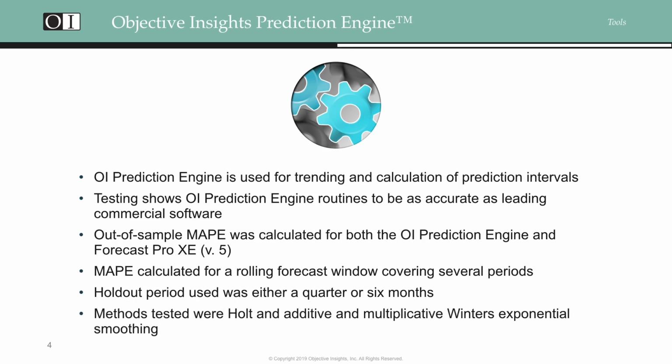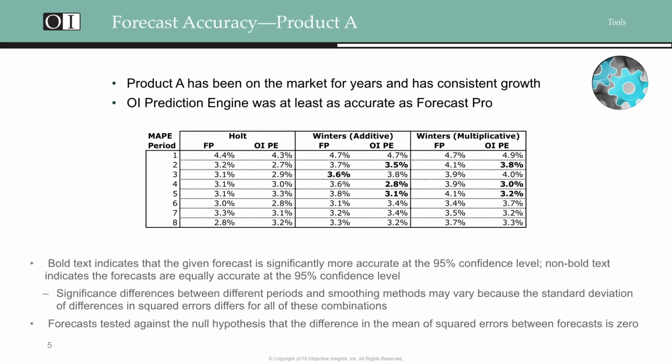And so we calculated hundreds and thousands of trends, both on their own and also to compare against some available commercial software at the time, which was Forecast Pro. And so we'd like to show you some of the results. For product A, which is a product that had been on the market for years and had consistent growth, the OI Prediction Engine was at least as accurate as Forecast Pro.